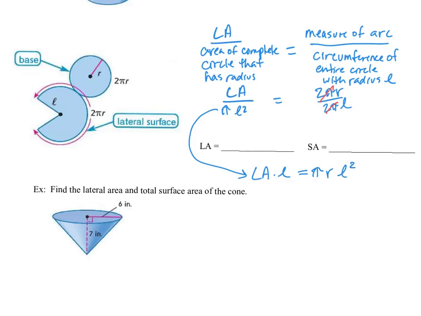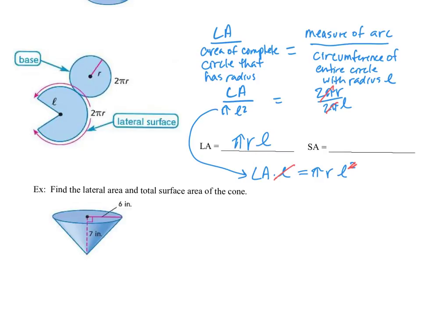Now we can cancel an L from both sides, okay? So all that to say that lateral area is equal to pi times the radius times the slant height, okay? So if you didn't follow all of that, that's okay. I just wanted you to know that this formula doesn't come out of nowhere, okay? What you need to know is the formula. Lateral area of a cone is pi times the radius of the base times the slant height of the cone.